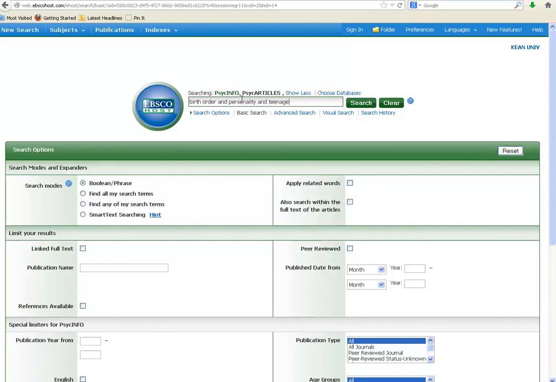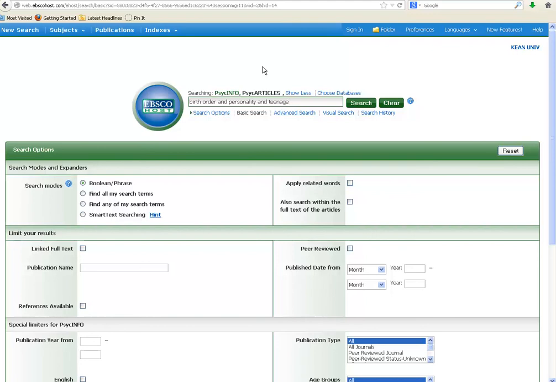Type these keywords in the search box, and in between each of the keywords type the word AND. The word AND in this case is a Boolean operator, which ties your keywords together. By doing so, you are telling the database to retrieve articles that contain each one of your keywords.